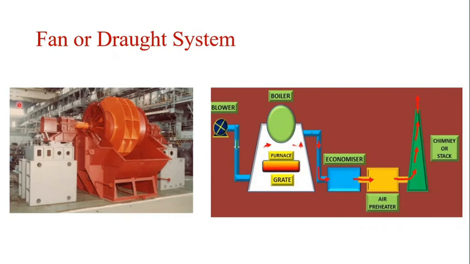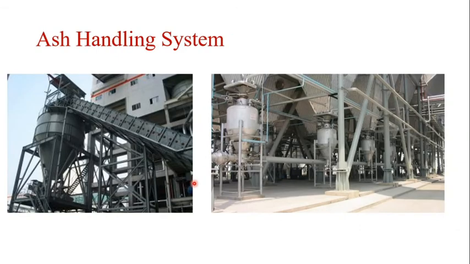On the left hand side, you can see the actual deployed fan or draft system in the thermal power station. Once the water is converted into steam with the help of fuel, that is coal, that coal is converted into ash, and in a thermal power station there is a different system to handle that particular ash. On the right hand side, you can see the ash is collected at the bottom of the boiler, and through conveyor belts it is collected at a common place in the thermal power station, and then it will be disposed of appropriately.